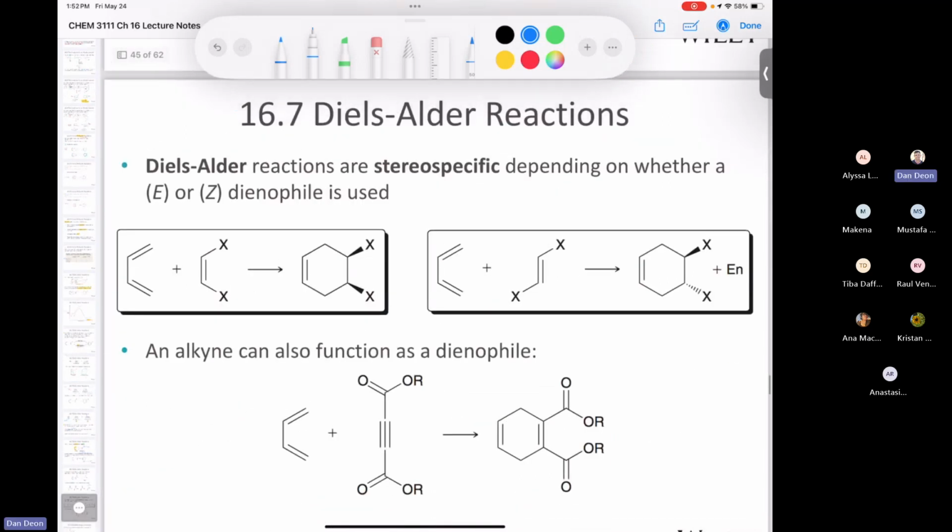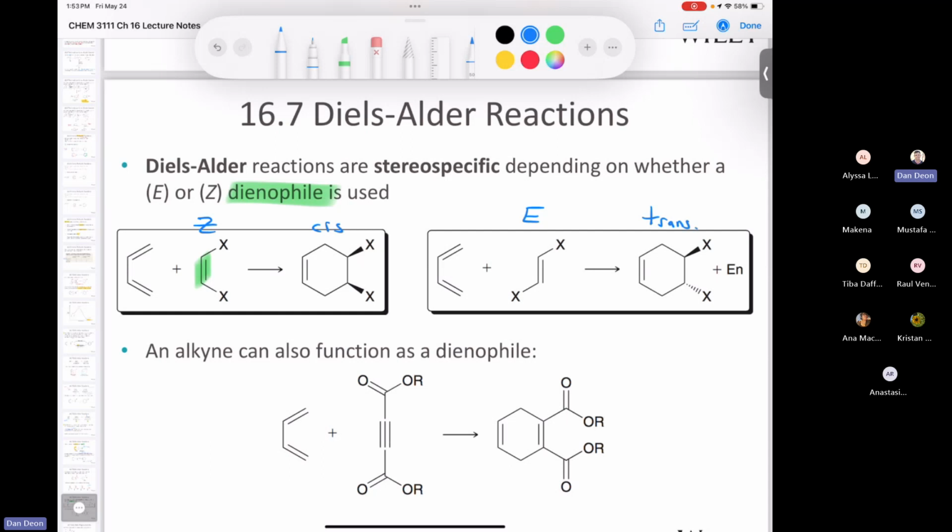Now, what about the stereospecificity, or stereoselectivity, I should say, of the reaction? It turns out that the Diels-Alder is a stereospecific reaction, depending on whether your dienophile, which is an alkene, is E or Z. So you can see that if it's a Z dienophile, we end up with our two groups being cis to each other. And if we use an E dienophile, we end up with our two groups being trans to one another, like that.